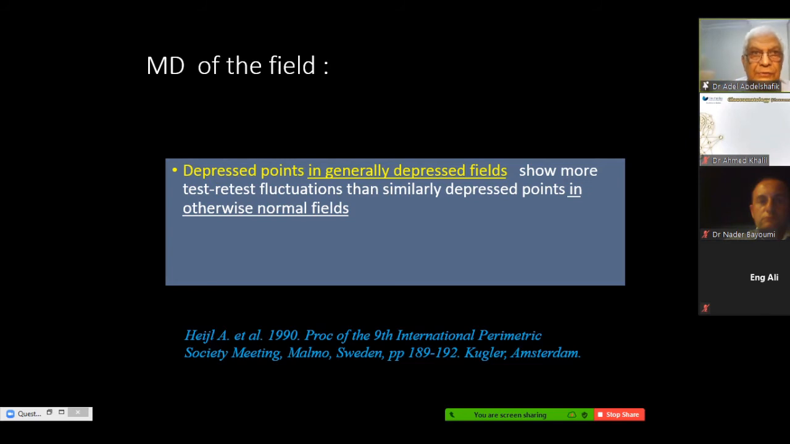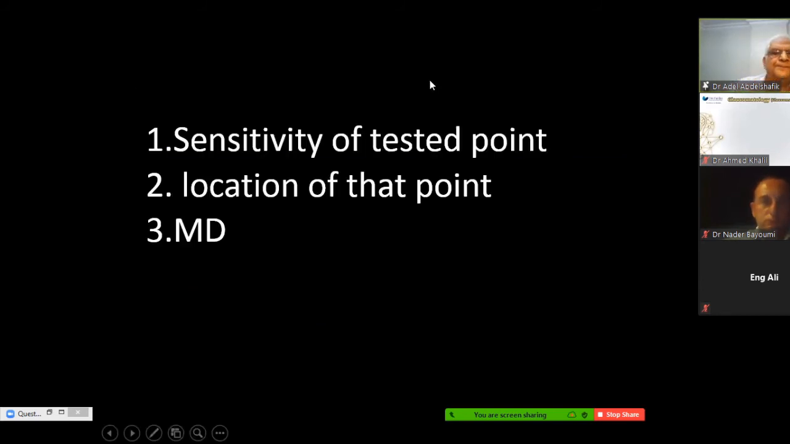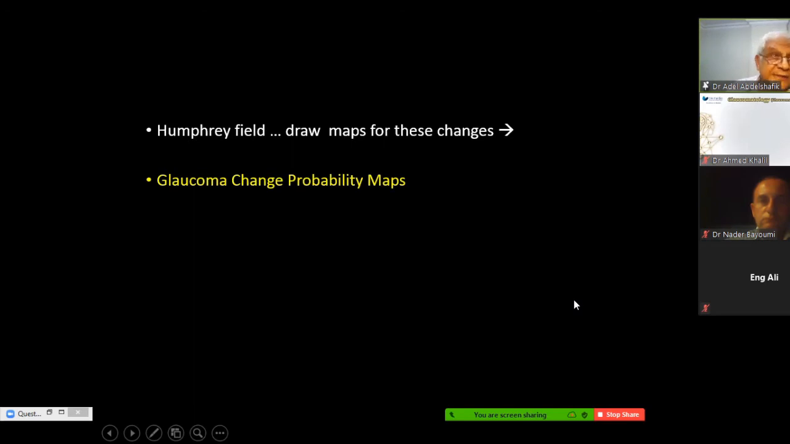That means, if you have 2 fields, the mean deviation in one of them is -1, -2. The second, the mean deviation is -15. The same values with the -15 general depression will fluctuate more than with the -1, -2 general depression. So they came up with these 3 things: the sensitivity of the location, being center or periphery, and the mean deviation of the field. And this was the base on which they built the progression analysis in the Humphrey.